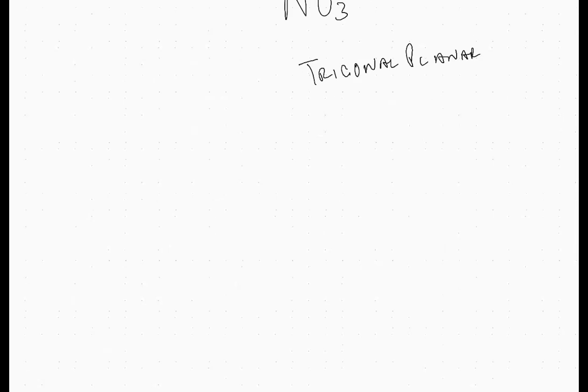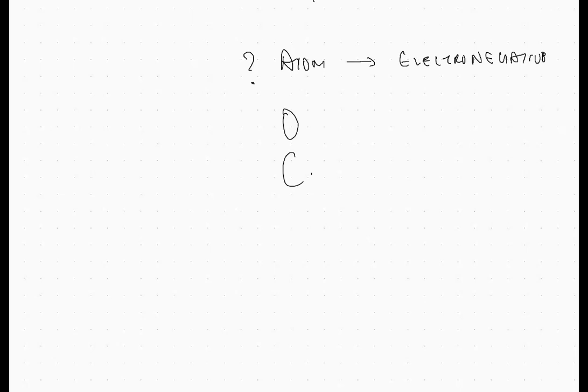Okay, this is a question about which atom is more electronegative. The ones given are oxygen, cesium, sodium, and sulfur. So from the periodic table, you see oxygen is the most electronegative out of this. Out of these four given, the most electronegative is oxygen.